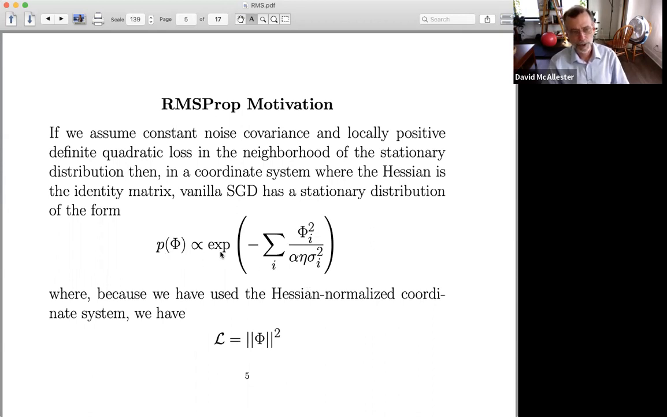So it's proportional to the exponential of the sum over the individual parameter coordinates of the square of that particular parameter value divided by a kind of temperature, but where the temperature depends on the parameter. It depends on the variance of the gradient of that parameter. So it's not a Gibbs distribution because it's using a different temperature at each parameter.